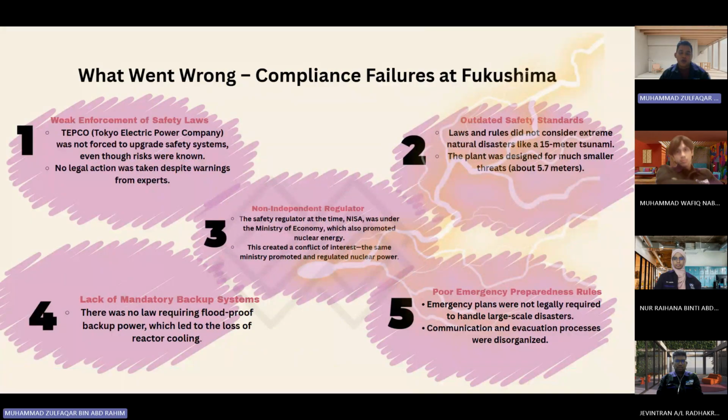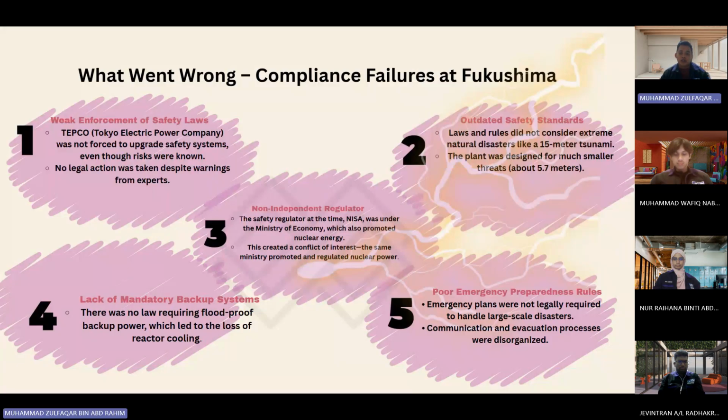So what went wrong? Compliance's failure at Fukushima. The first is about weak enforcement of safety law. TEPCO, which stands for Tokyo Electric Power Company, was not forced to upgrade safety system, even though risks were known. No legal action was taken despite warning from experts.